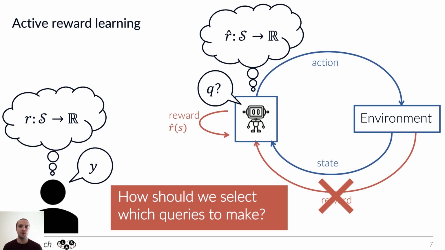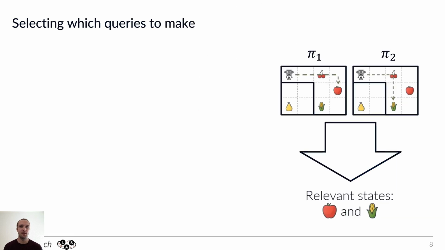Next, I'm going to introduce our information-directed reward learning algorithm, and I will first introduce the main ideas by revisiting the grid world example from before. So what we observed there is that if the agent considers potentially optimal policies in the environment, it can infer which states it has to query about to distinguish them. Our method encodes this in a general acquisition function to do active learning with.